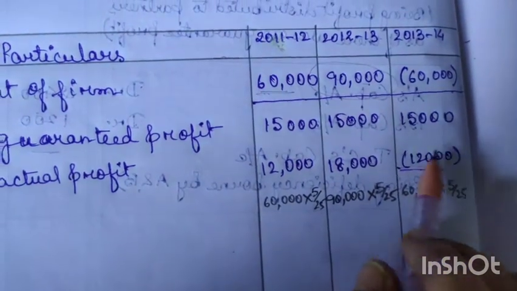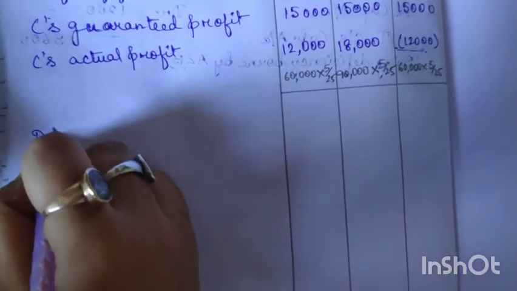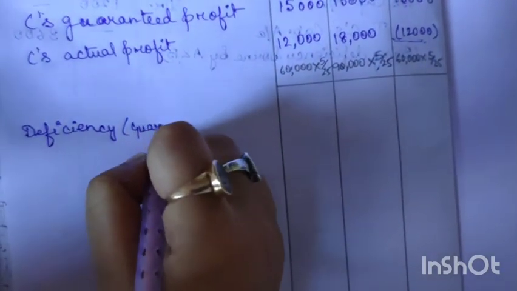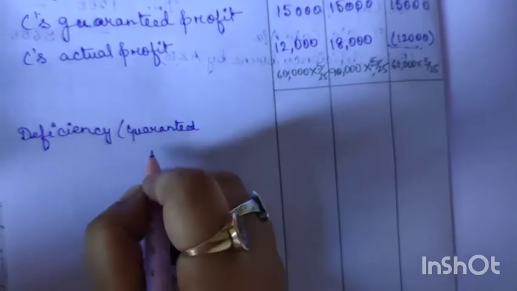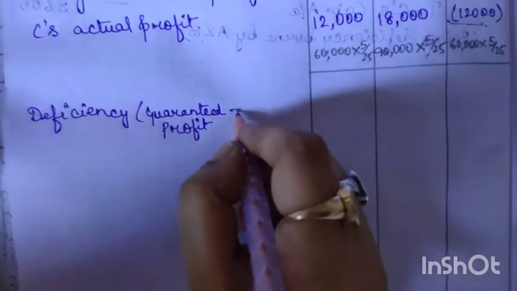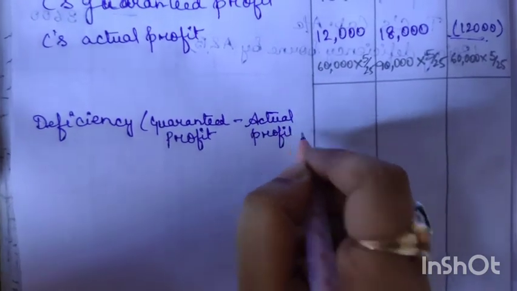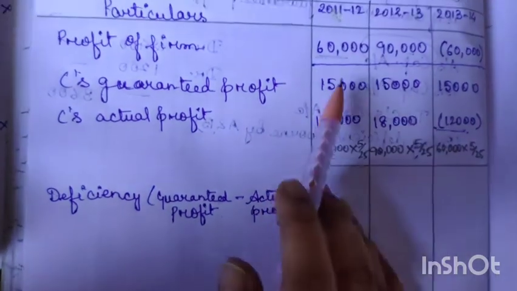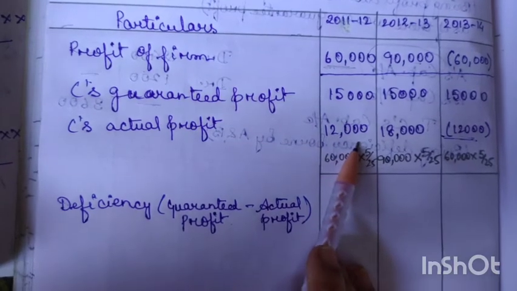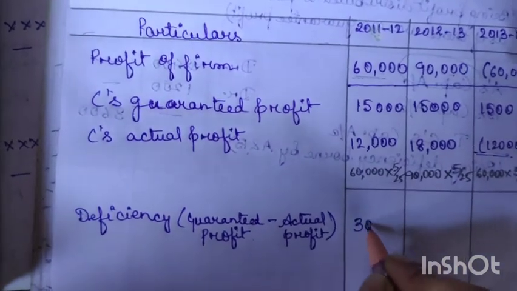Okay, since it is a loss, we have written in bracket this 12,000. We will calculate the deficiency. So, what is the formula of deficiency? Guaranteed profit minus actual profit. This is the formula for deficiency. So what was the guaranteed profit in 2011? 15,000. And what was the actual profit? 12,000. So 15,000 minus 12,000, we will get 3,000.